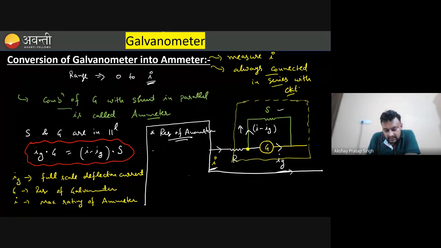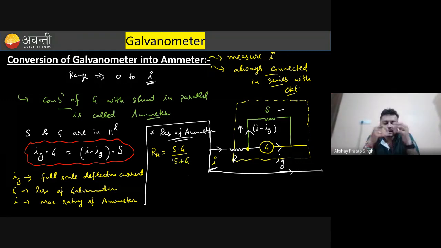Now, you can say resistance of ammeter is a combination. So in parallel combination, how do you write the effective resistance? You will say product over sum. That means S into G over S plus G. Product over sum, 1 by R1 plus 1 by R2. That's the way you calculate the effective resistance in parallel combination.